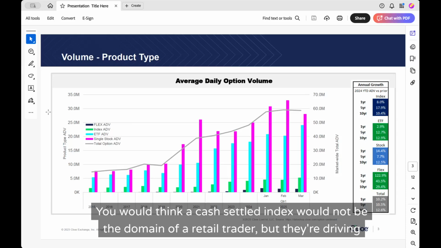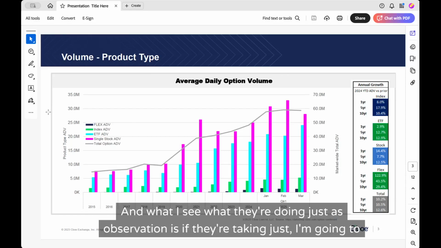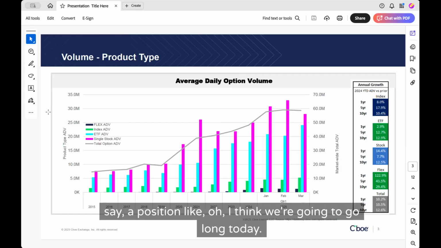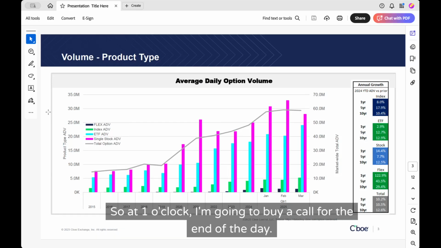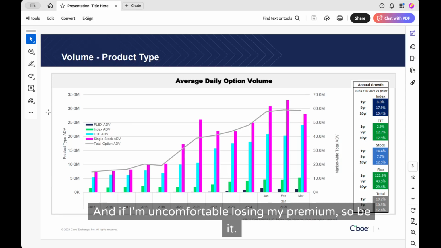Oddly enough, you would think a cash settled index would not be the domain of a retail trader, but they're driving it a lot. And what I see them doing, as an observation, is taking a position like, "Oh, I think we're going to go long today, so at 1 o'clock I'm going to buy a call for the end of the day, right?" And if I'm comfortable losing my premium, so be it.